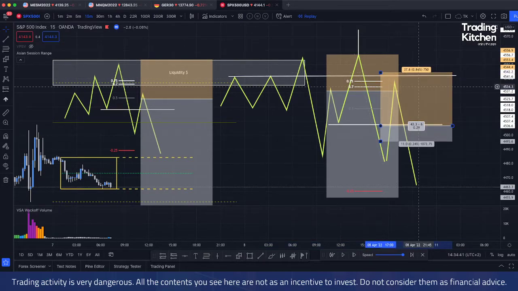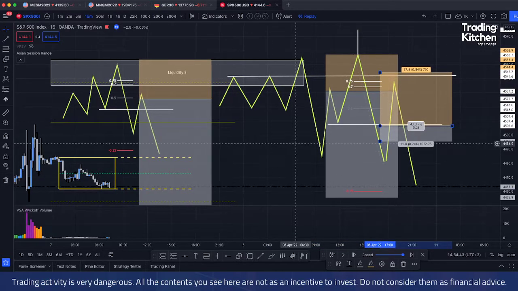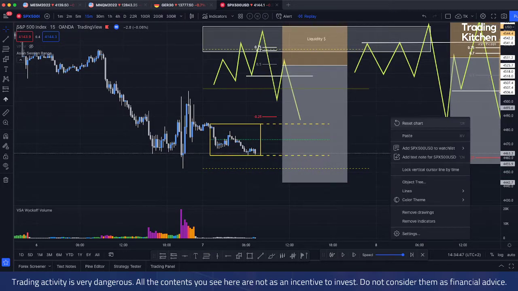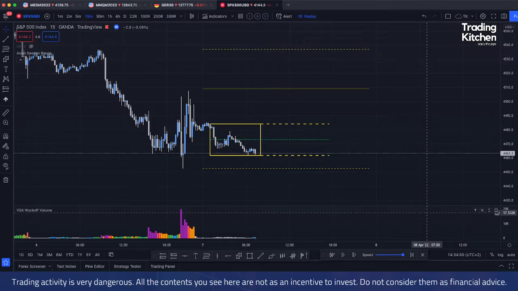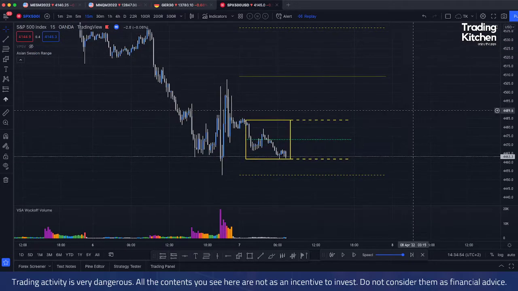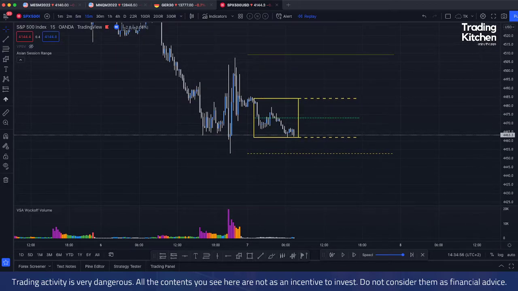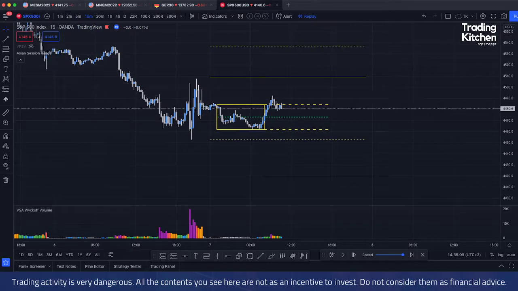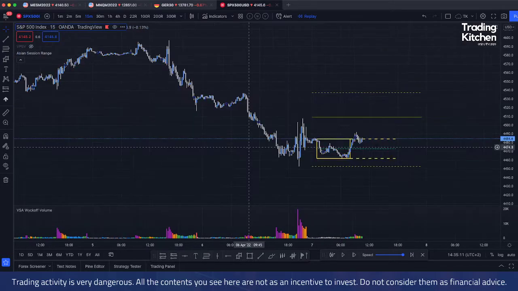So basically this is the main strategy, and we are on the 50-minute time frame. I try to go as quick as possible. Okay, so let's start. This is the Asian session, and basically we are in a strong bearish momentum.